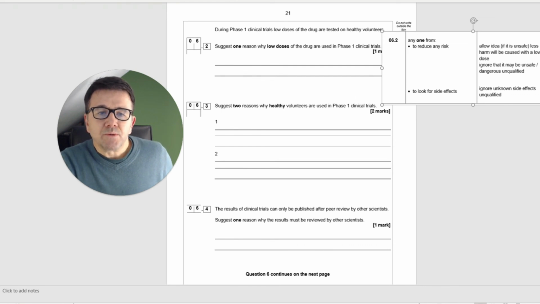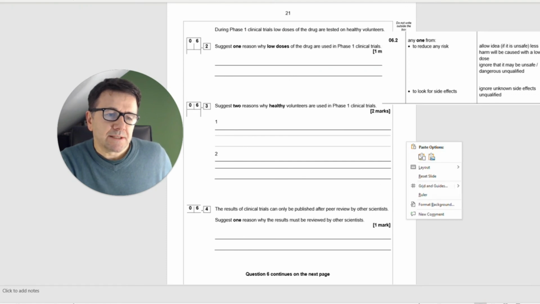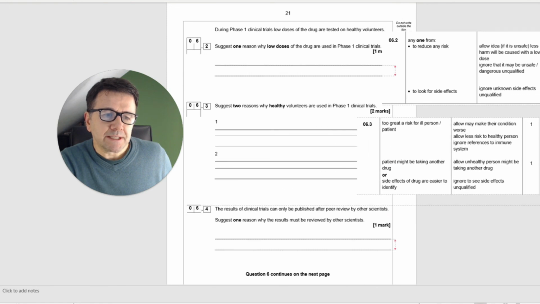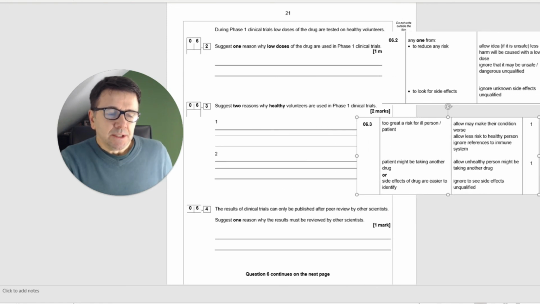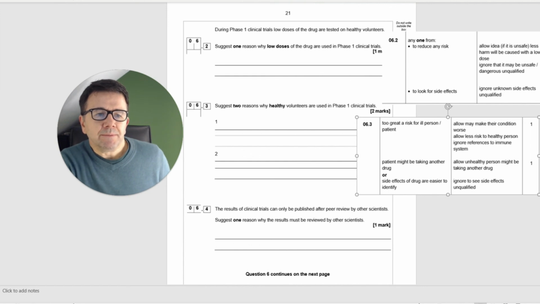Then suggest 2 reasons why healthy volunteers are used in phase 1 clinical trials. And I think it was quite difficult to get both marks for this. You might have got 1 mark for it because it's too great a risk for an ill person. Okay, so you could argue if you used people who are already ill, they might get worse.